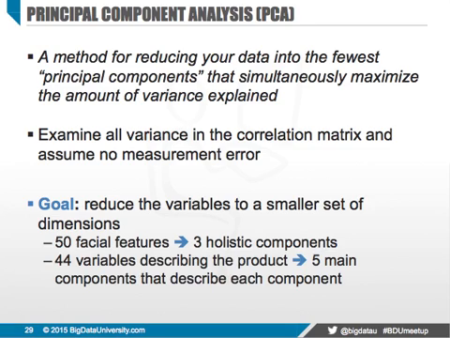First, it is important to remember what PCA is. PCA is a method for reducing your data into the fewest principal components to simultaneously maximize the amount of variance explained. So what you're going to be doing is examining all variation in the correlation matrix, and you will be assuming that there is no measurement error. So what does this mean? It basically means that PCA takes into consideration the variation in the correlation matrix, so the total variance that you have in your data, assuming that the variables are measured without any type of error.